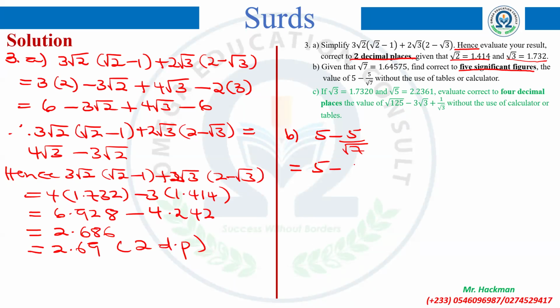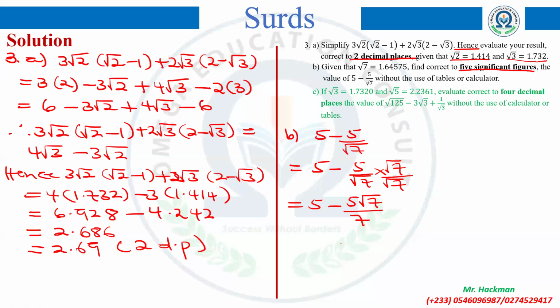We have that flexibility. So let's look at root 7 times root 7 over root 7. So it will be 5 minus what? This will give you 5 root 7, then over your 7, because root of 7 squared is 7. Is that clear?